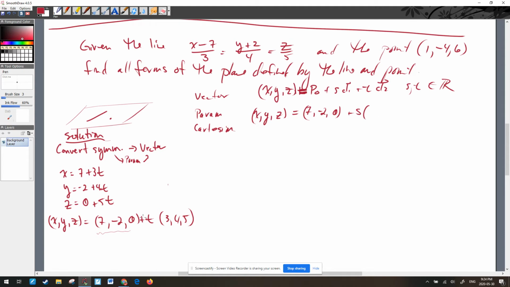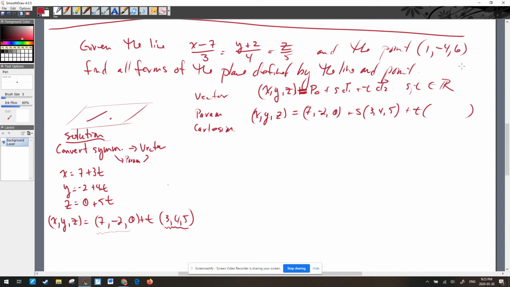And I need a direction vector. Well, I know one direction vector is right there. It's 3, 4, 5, right? 3, 4, 5 is one of my direction vectors. Easy peasy. Plus t times, and I need another direction vector. Well, I don't explicitly have one. However, I know that this point is on the plane, and I know that this point is on the plane. So that means that the vector that goes from this point to this point, or from this point to this point, must also be on the plane.